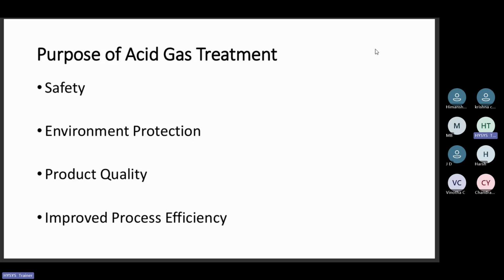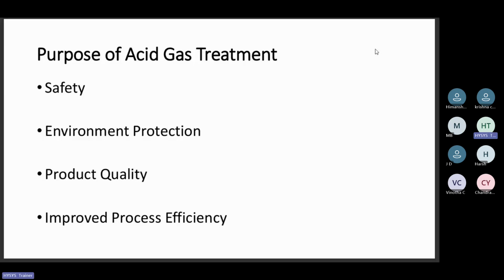Removing the acid gases from the natural gas stream will increase the process efficiency by avoiding phenomena like corrosion of pipelines and other equipment. So we can achieve improved process efficiency just by removing the acid gases from this natural gas stream.